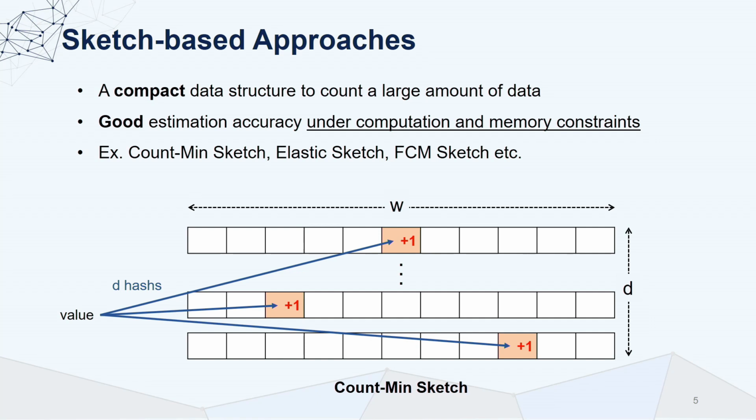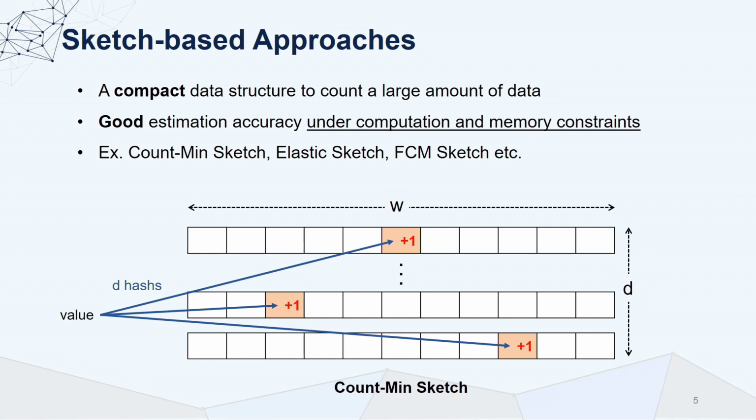Sketch is a compact data structure that counts a large amount of data. Sketch has been widely used because of its high accuracy and feasibility in resource-limited switch environments. Examples of such sketches include count-min sketch, elastic sketch, and FCM sketch. The figure below shows an example of count-min sketch.